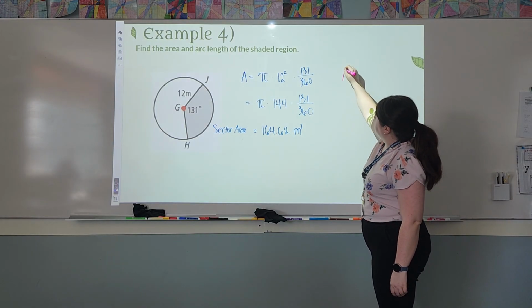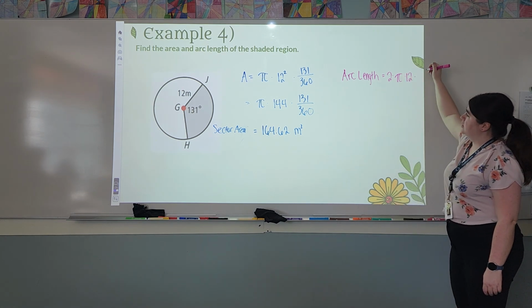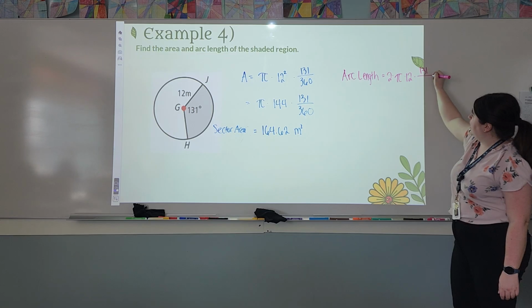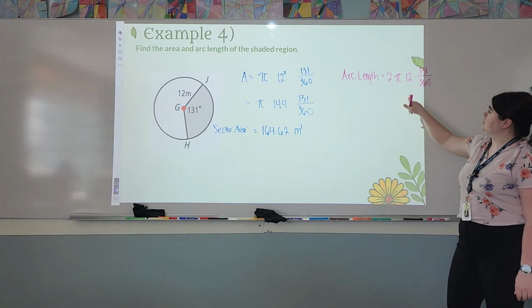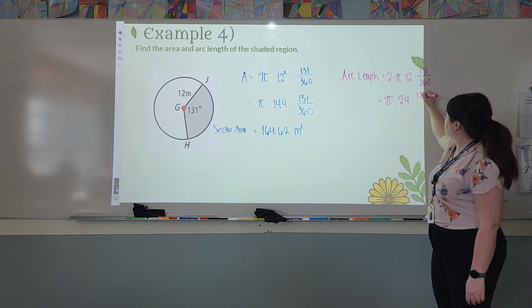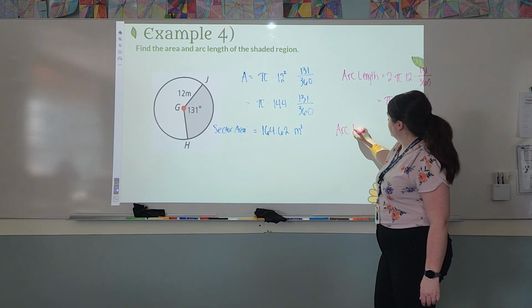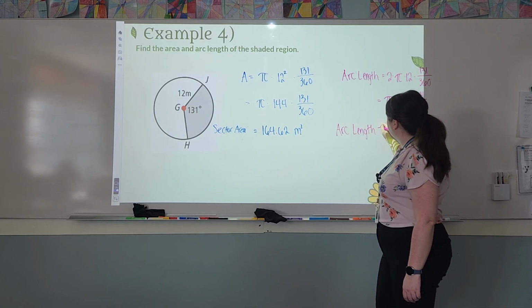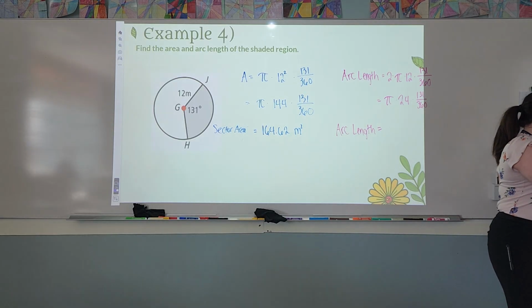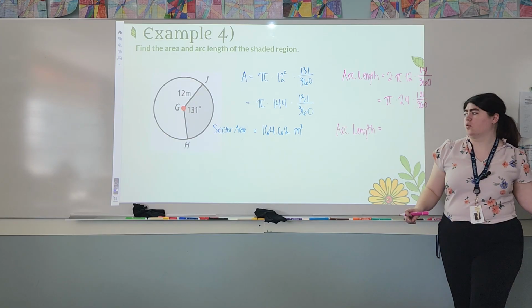Now we have arc length. 2 times pi times the radius, which we know is 12, times the degrees we have, 131 out of 360. So now we're going to multiply this out. So I have pi times 24 times 131 over 360. And I'm going to type that all in my calculator in just a moment here. So I have arc length will be equal to, let's find out what it is. We've got 24 times 131 divided by 360 times pi, which gives me 27.44 meters.